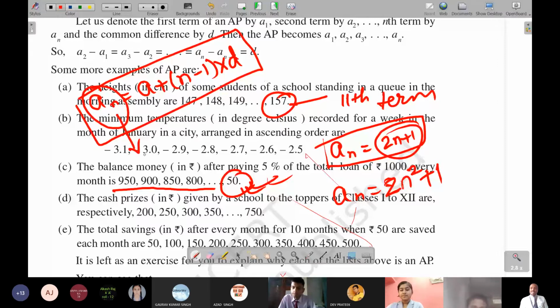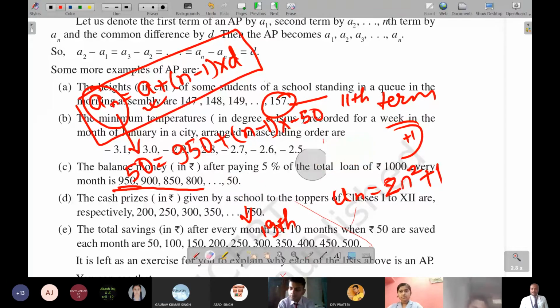Okay, and in place of An we will be keeping 50. We have to find the term number. The answer is 19th term. Of course, when you keep 15 you will get the answer. And the first term A, that is 950, plus n minus 1, you have to find the number of terms. D we know is the common difference, that is minus 50. Simply solve this and you will get the answer.